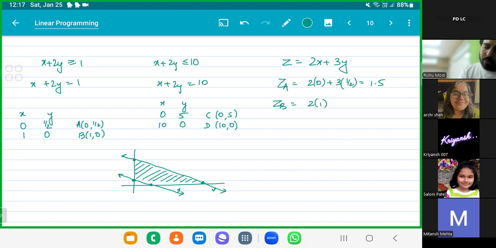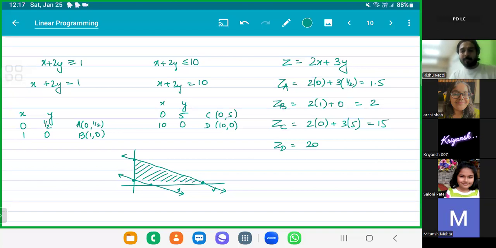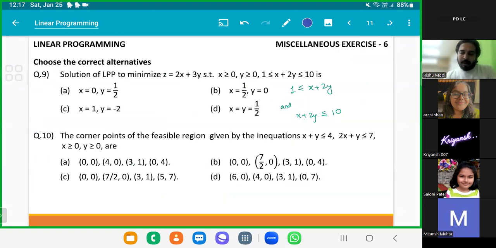ZB: 2 into 1 plus 0, which is equal to 2. ZC: 2 into 0 plus 3 into 5, which is equal to 15. ZD: 10 twos are 20. Since I wanted the minimum value, the minimization part, I know that minimum is 1.5 at 0 comma half. So my answer will be minimum 1.5 at 0 comma half. That is nothing but 0 comma half, option A.